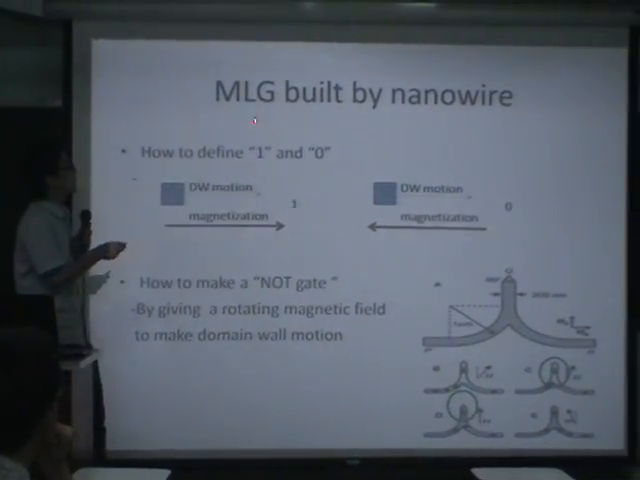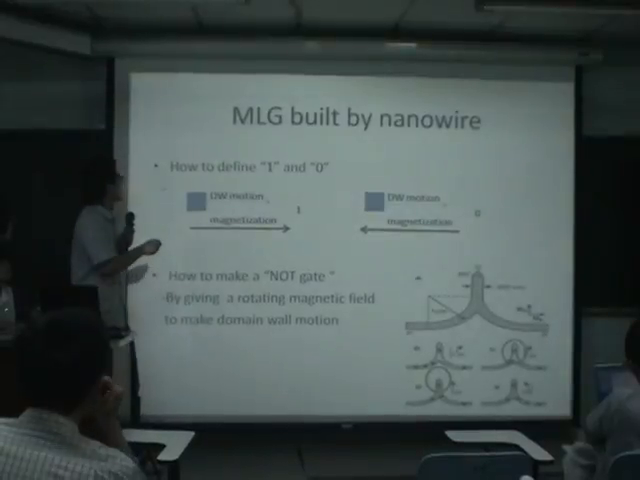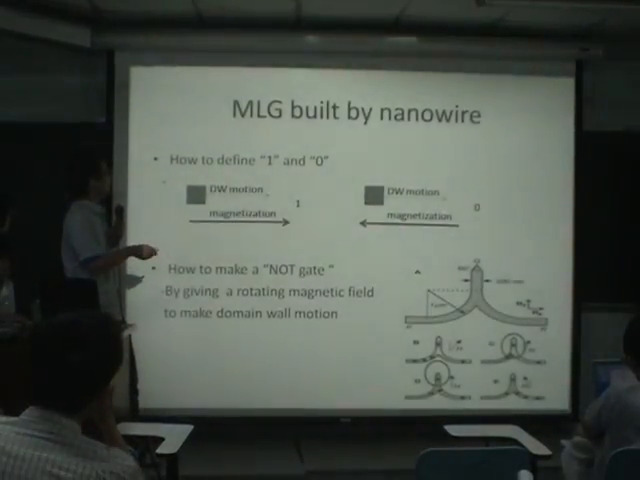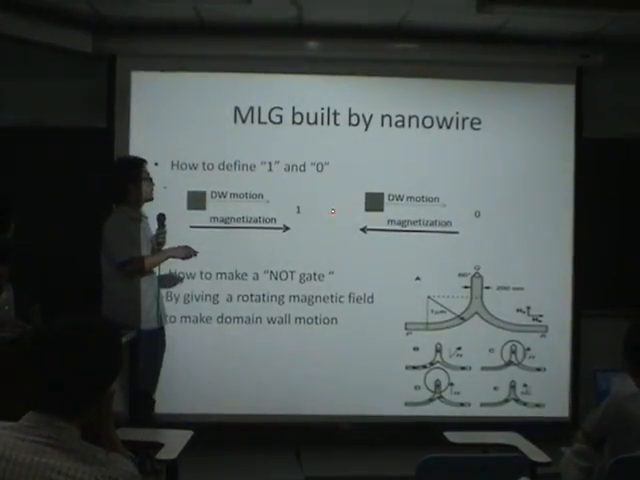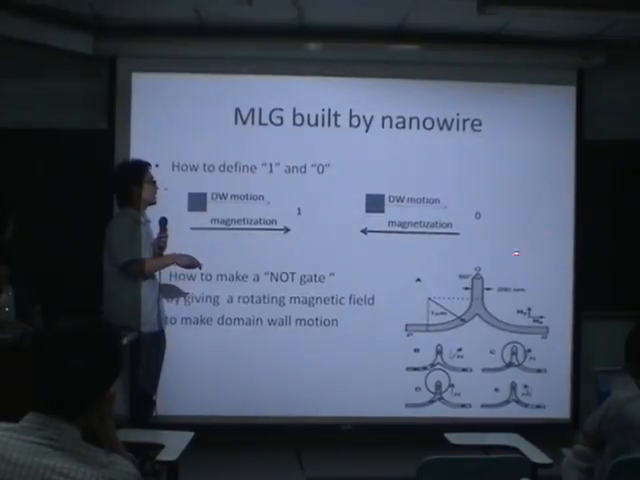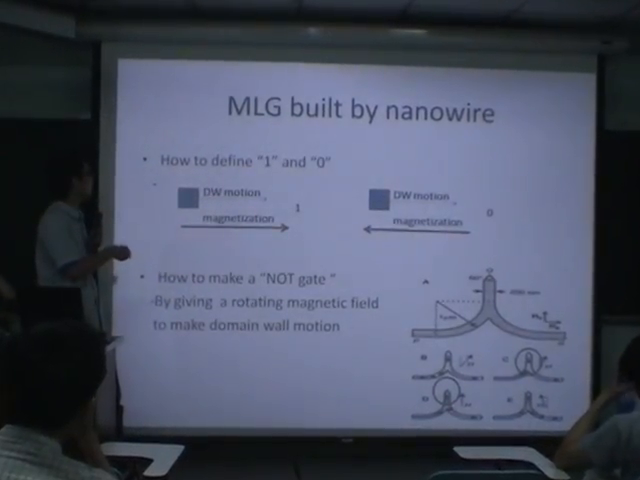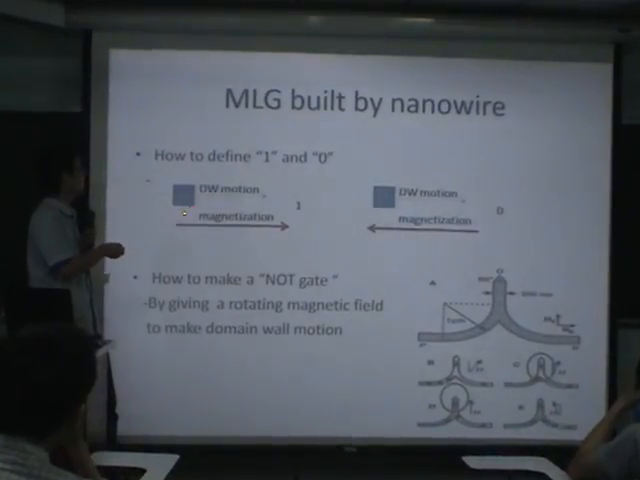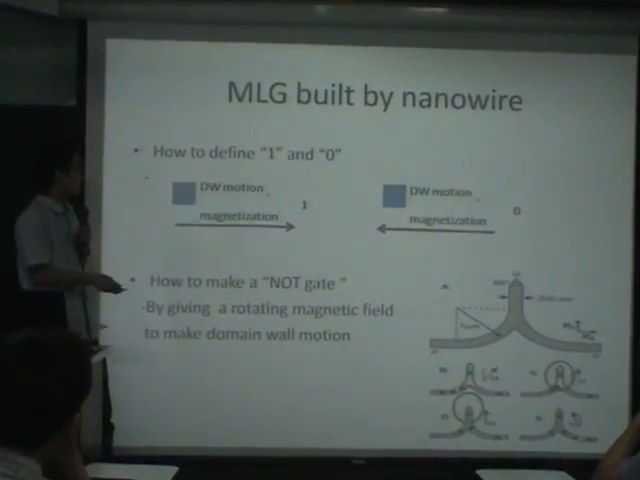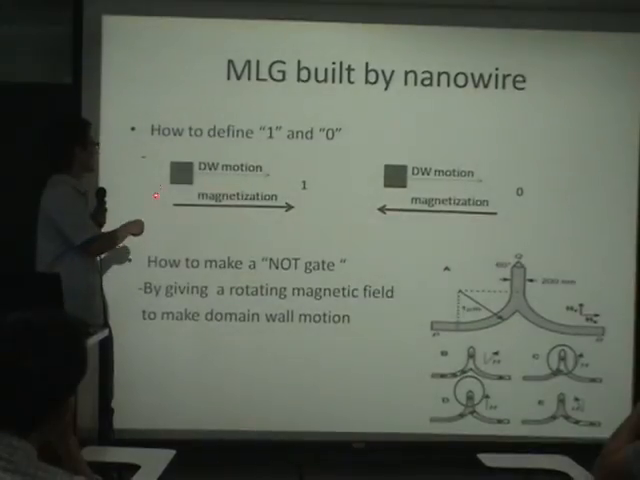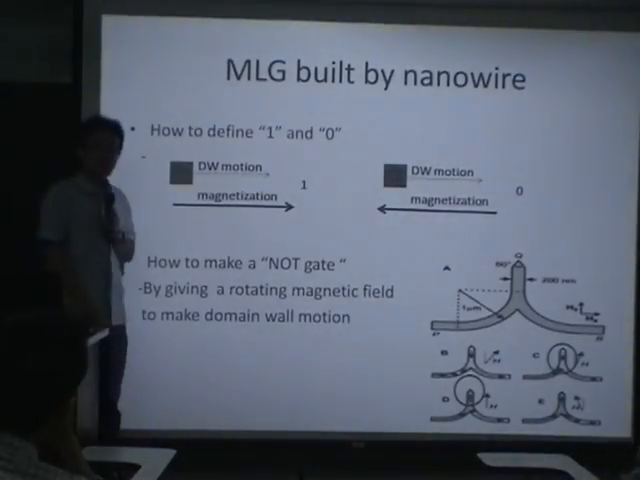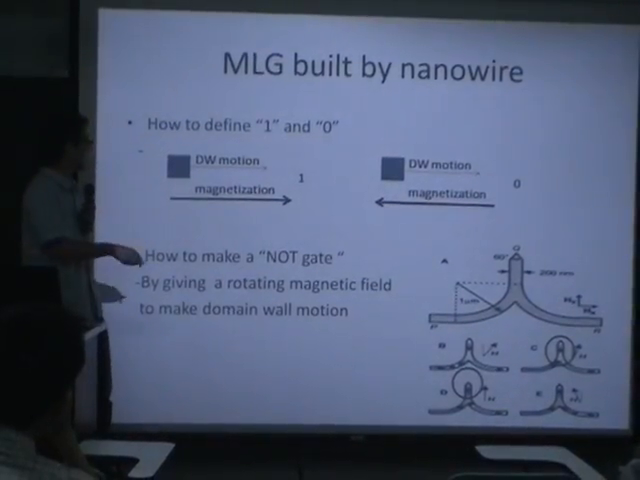Here's the MLG built by nanowire. We could define logic 0 when domain wall motion is opposite to the wire's magnetization, and the logic is 1 when domain wall motion is in the same direction as the wire's magnetization, like this situation. Here, I want to make a NOT gate.